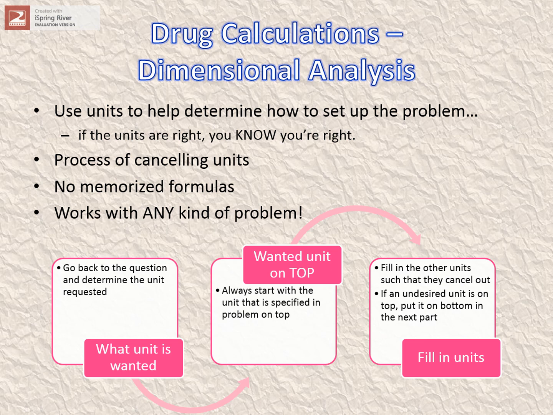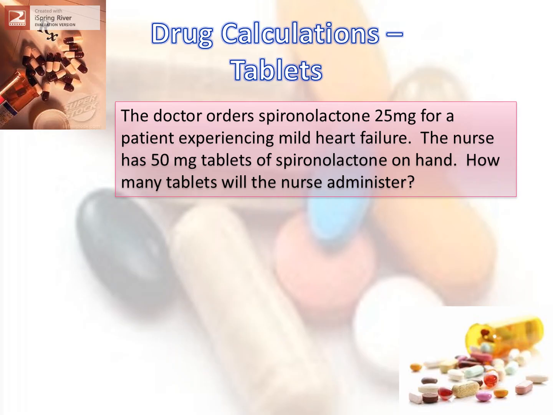canceling them out. So if you've got milligrams on the bottom and milligrams is not in the wanted unit, then you're going to have to cancel it out by putting milligrams on top in the next part of your problem. If the undesired unit is on top, then you put it on the bottom next time. It's a matter of canceling it out, one's on bottom and one's on top. We're going to do a lot of problems this way, so don't worry if you didn't understand.